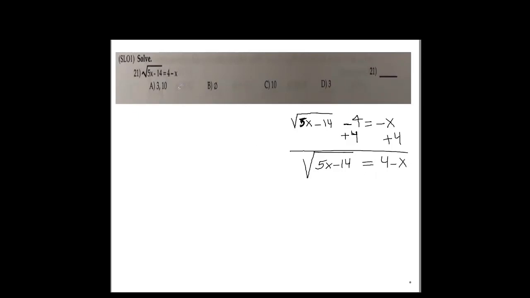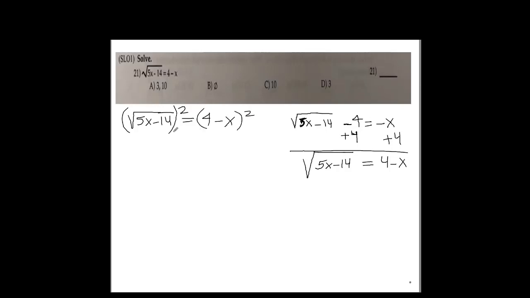So in this case, this is already isolated, so I don't have to worry about the first step. The next step, after you isolate the radical, is to square both sides. So you square the left-hand side. The reason we square is to eliminate the radical, because a radical is like a power of 1/2. You square this side, you square this side.